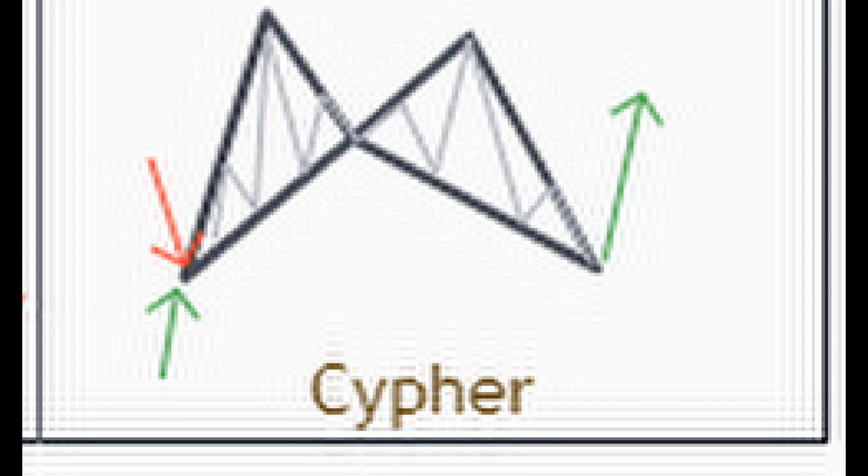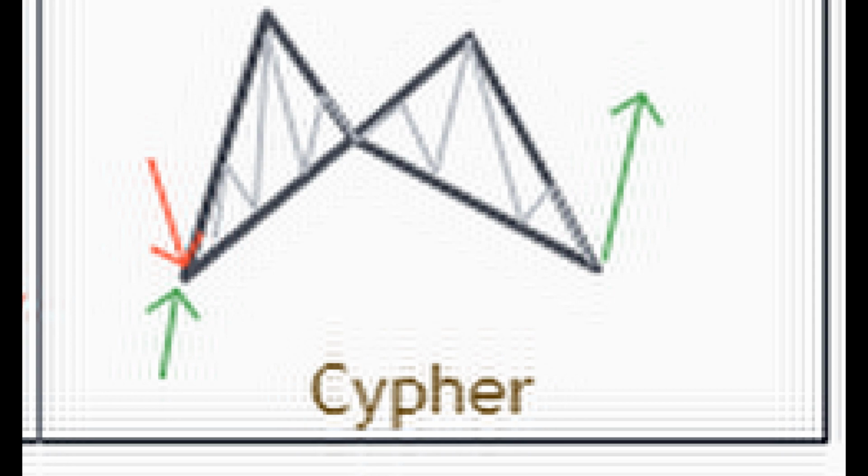This pattern has a real good relationship with Fibonacci. The legs of the Cypher pattern are typically associated with specific Fibonacci retracement and extension levels. The BC leg typically retraces 61.8% of the AB leg. The CD leg often completes at the 78.6% Fibonacci retracement level of the XA leg.